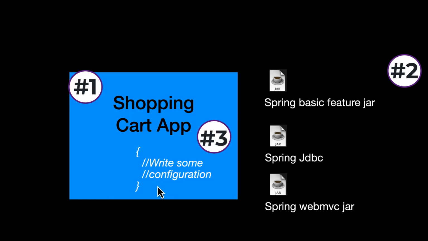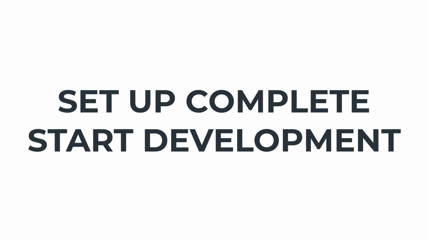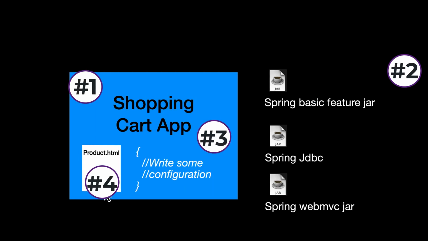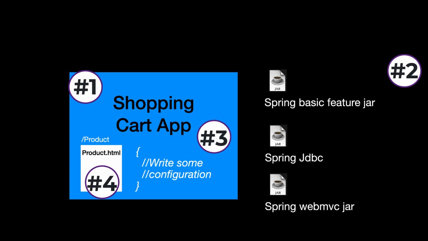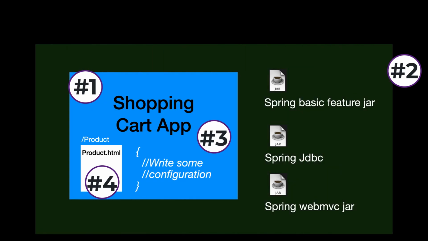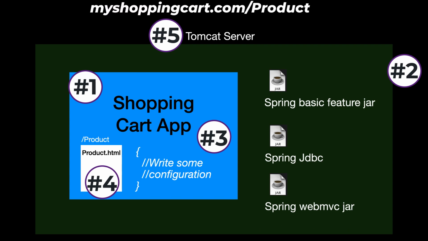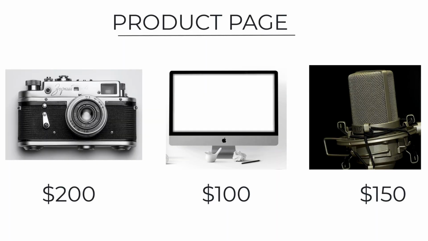So once I'm done with creating the project, adding the jars, and writing some configuration code, as a developer right now I can focus on my business logic. As I'm creating a shopping cart application, I'll be creating a page called product.html where I'll display all the products that I have in my shopping cart application. And I will attach this page with a URL called /product. And now once it is done, to test this application, I will deploy it inside a web server like Tomcat. And now I can go ahead and hit myshoppingcart.com/product to test this application and just to see whether my product.html is displaying.